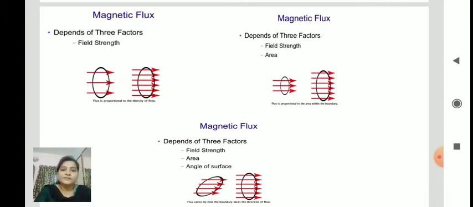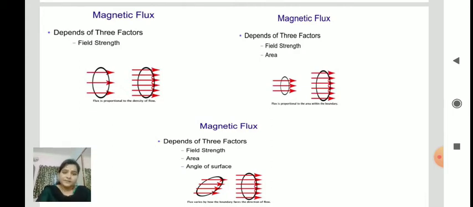The first factor on which the magnetic flux depends is the field strength. The more the field strength, the more magnetic field lines pass through that surface. We already discussed that if the field is more, the field lines are more, in the properties of magnetic field lines. If the magnetic field lines are thick, we say that the strength of the magnetic field is more.